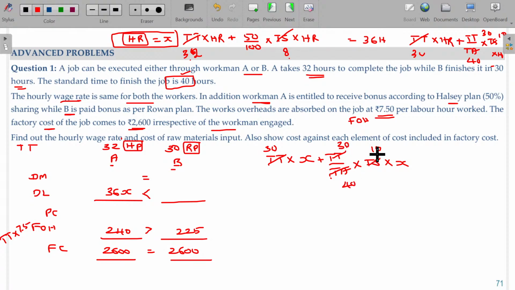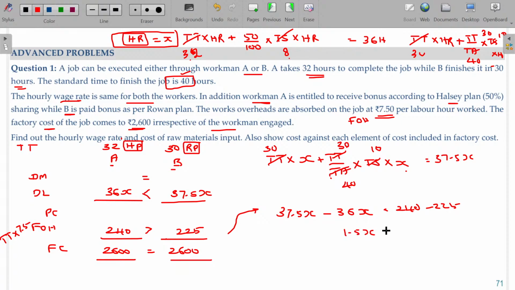So 30 by 40 into 10, 7.5x. This is 30x plus 7.5x is equal to 37.5x. Now 37.5x minus 36x is nothing but the difference in cost. This difference is only due to this one, 240 minus 225. Then 1.5x is equal to 15 rupees, or x is equal to 10 rupees.